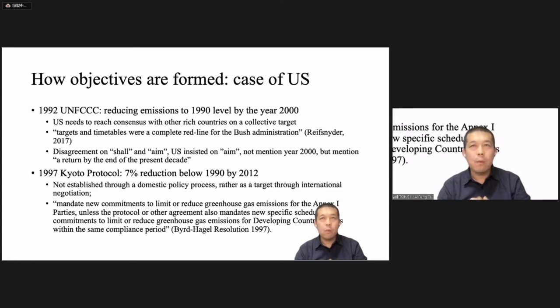And there was even no mention of the year 2000, and the timetable was replaced with a looser and softer wording, "by the end of the present decade". And then we enter into the Kyoto Protocol era, which is generally 1997.